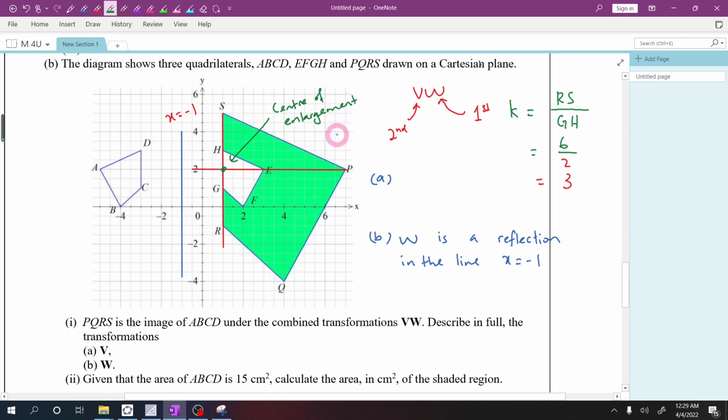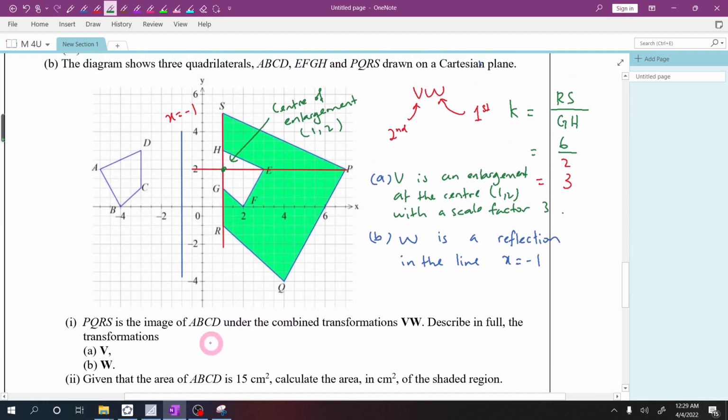Okay, now we can start to describe it. The coordinate is 1, 2. V is an enlargement at the center (1, 2), with a scale factor 3. Okay, so we have mentioned the center and the scale factor. This is how we describe an enlargement.